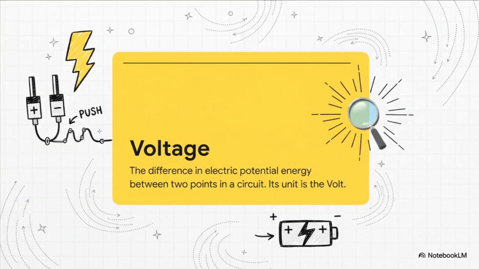But what makes those electrons want to flow in the first place? Well, that's where voltage comes in. The notes call it the difference in electric potential energy. A simpler way to think about it? It's the push, the pressure. It's the force that gets the current going. And yeah, its unit is the volt.